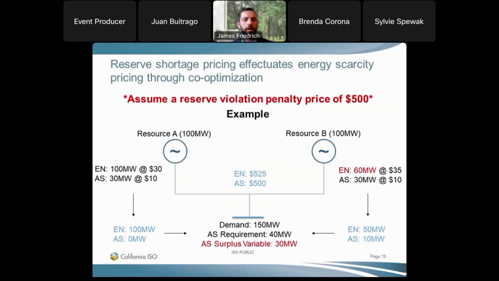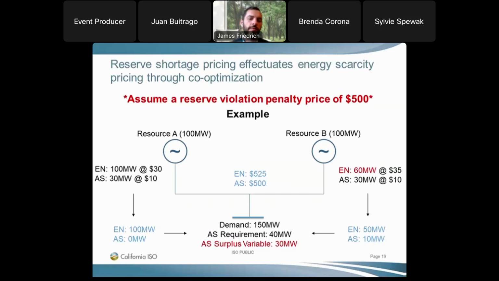Let's focus on resource A. So resource A is needed to produce 100 megawatts of energy and produces 0 megawatts of reserve, and is asked to provide 0 megawatts of reserve. Now, the problem is that that unit, resource A, had bid $10 to provide AS, and it's facing an AS marginal price of $500. That means that if the unit was able to provide reserves, it would make $490 of profit per unit to sell reserve.